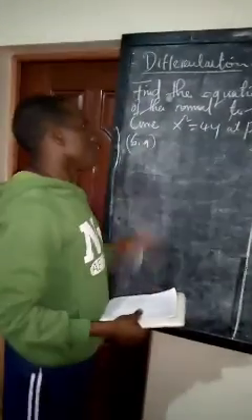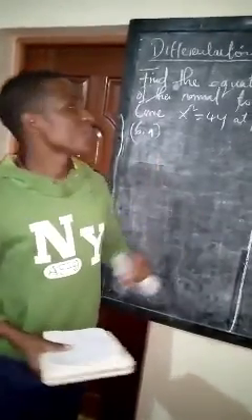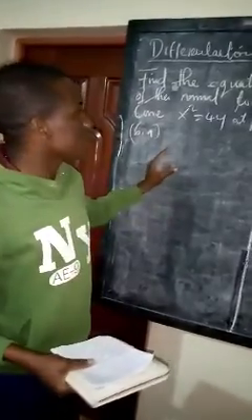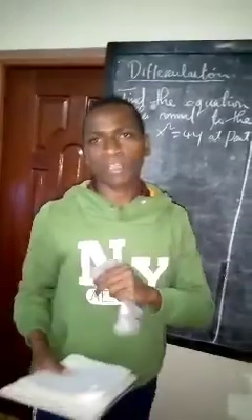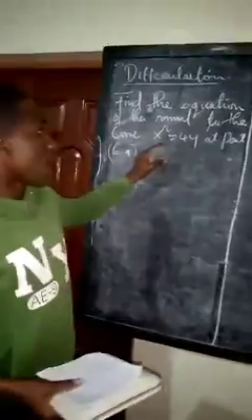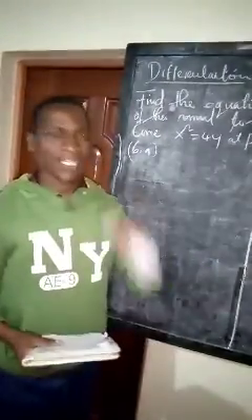Remember, in Form 3, we did something to do with the tangent and the normal. A tangent is a line that has the same gradient as the curve at that specific point. But a normal is a line that is perpendicular to the curve, or to the gradient of the curve, at that particular point.